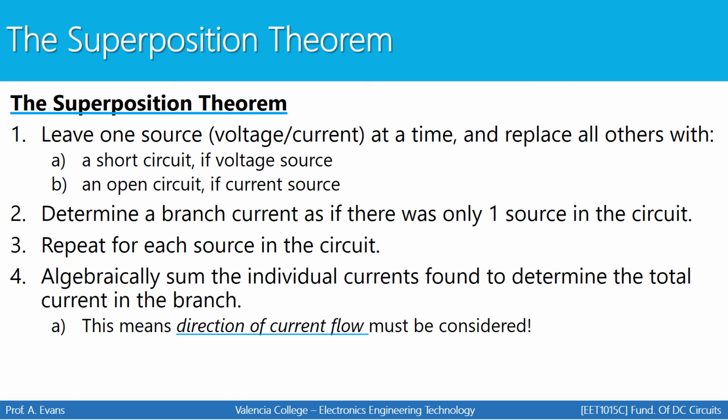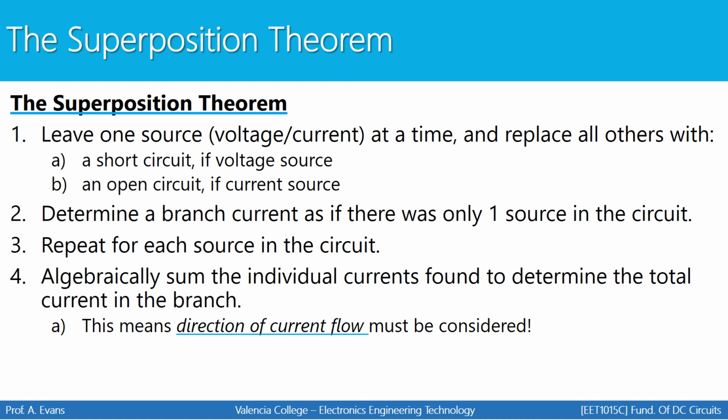Here's the basics of the Superposition Theorem. Let's say that you begin with a circuit that has 2 voltage sources, or 3 voltage sources, or 2 voltage sources and 1 current source, or any combination of those. What you're going to do is leave one source, either a voltage source or a current source, it doesn't matter. You're going to leave one at a time and replace all others with a short circuit if it's a voltage source, or an open circuit if it's a current source. Then you're going to find a particular branch current as if there was only one source in the circuit. So you're going to eliminate all sources but one and find the current that you're looking for.